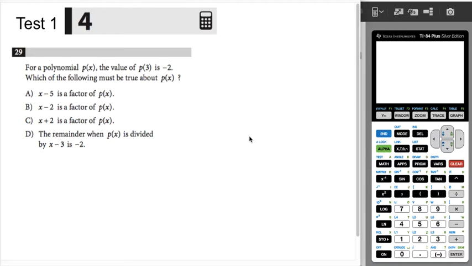X minus 5 is a factor of p of x. X minus 2 is a factor of p of x. X plus 2 is a factor of p of x. The remainder, when p of x is divided by x minus 3, is negative 2. So this is true, right?